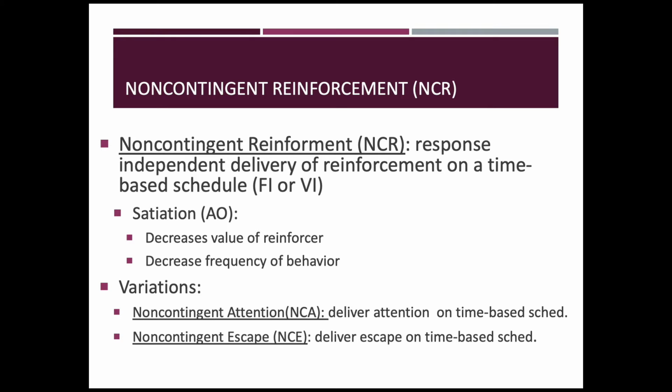Okay, so if you think of a reinforcement contingency, it is a one-to-one relationship: the behavior occurs and it's followed by reinforcement. So if we're talking about problem behavior maintained by social positive reinforcement in the form of attention, that means the reinforcement contingency is when problem behavior occurs, attention follows.